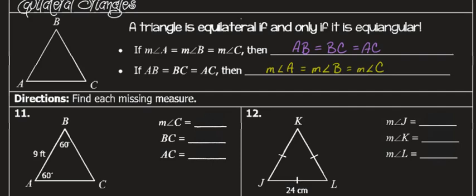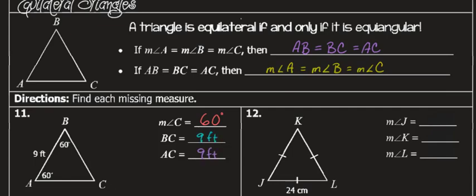Number 11. In an equiangular triangle, the measure of every angle is 60 degrees. The measure of angle C is 60 degrees. Because this is an equiangular triangle, it is also equilateral. So the measures of the remaining sides are 9 feet.